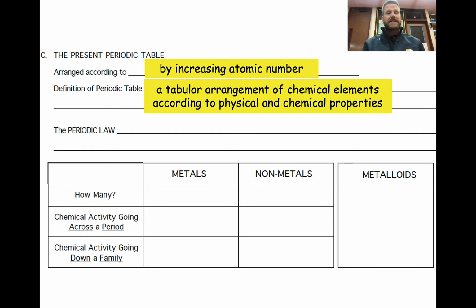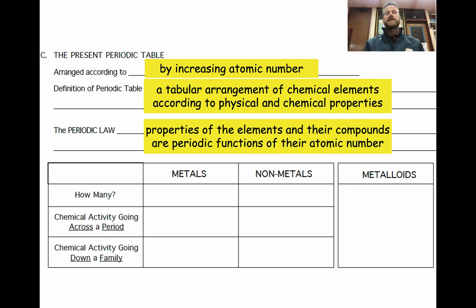The periodic table is simply an arrangement of the elements that places them in a repeating pattern based on their physical and chemical properties. The properties of elements and their compounds are periodic functions of their atomic number. That simply means there's a repeating pattern to the properties of elements and their compounds.